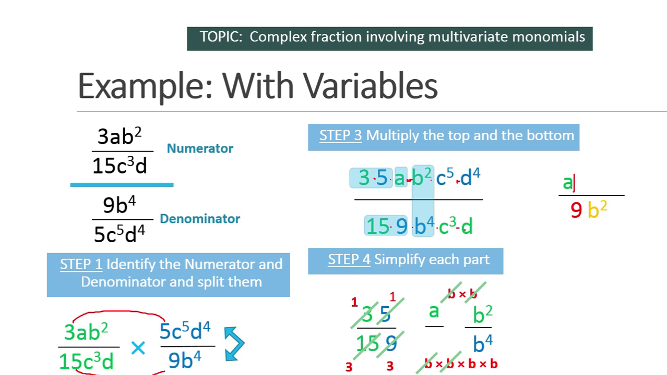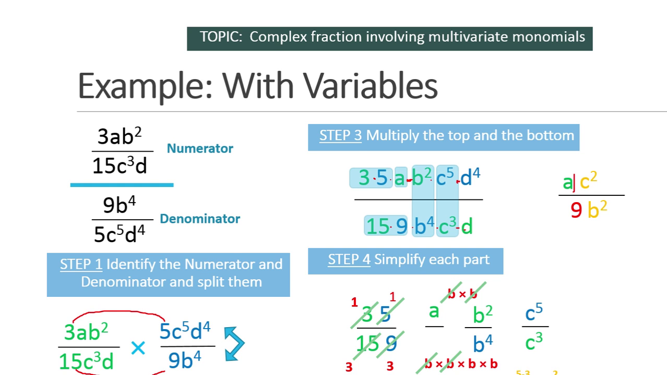Next step, we're going to do our c's. So c to the fifth over c to the third. So what do you guys think that's going to be? We're subtracting our exponents. It's going to be c to the second, but is it going to be on top or bottom? On top, because there's more on top than bottom. So that's why we put our c squared up here.